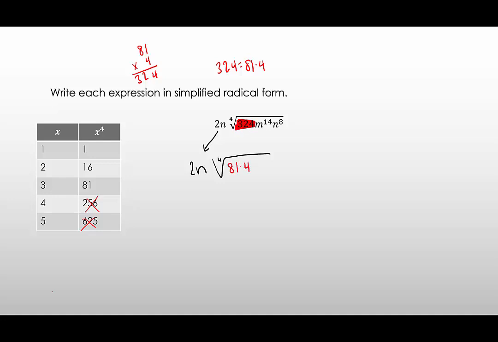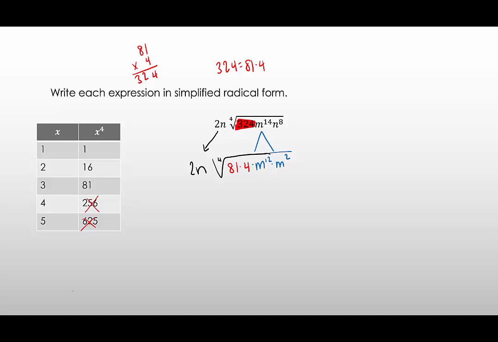Next up, we have m to the 14th. 14 is not a multiple of 4. So notice my switch in language. I went from power to multiple because we're talking about the exponent here. 14 is not a multiple of 4, but it does contain a multiple of 4. The largest multiple of 4 that's less than 14 is 12. So we'll rewrite this as m to the 12th. That gives me 12 of my m's. I still need 2 more that are my not perfect power of 4.